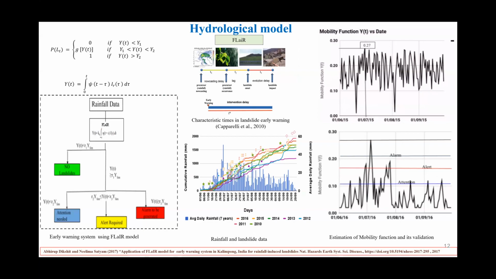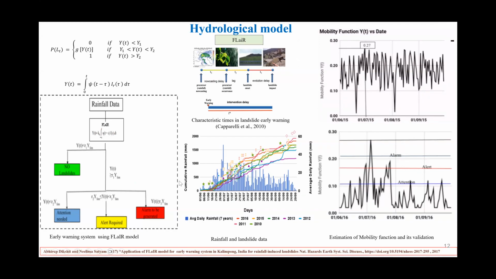Then we applied a hydrological model, FLaIR. It's a mathematical model, very interesting also. If you see the flow chart here, it calculates a mathematical function called the mobility function. This is actually a site-specific value, so you need to give a lot of site-specific data to it. And we can have some limiting mobility value. Then it calculates a real-time graph like this, continuously.